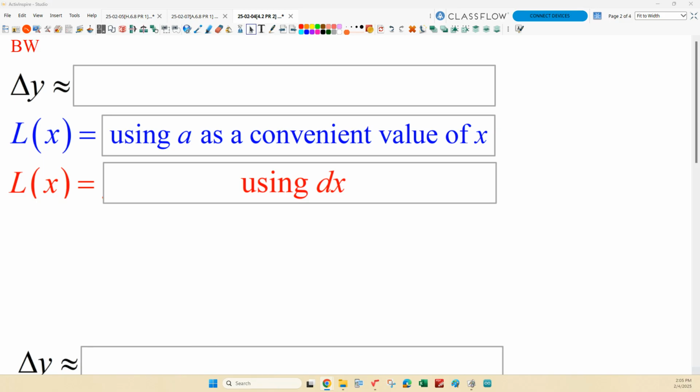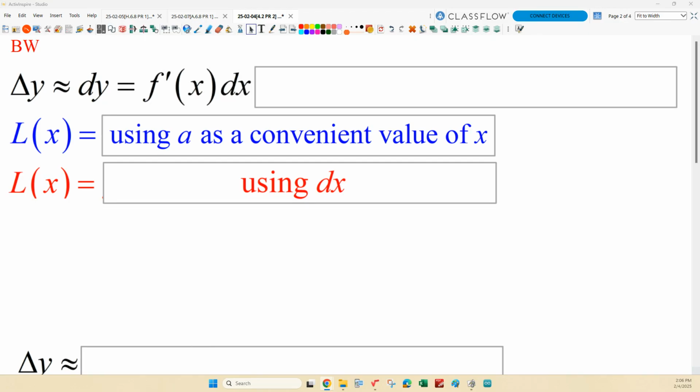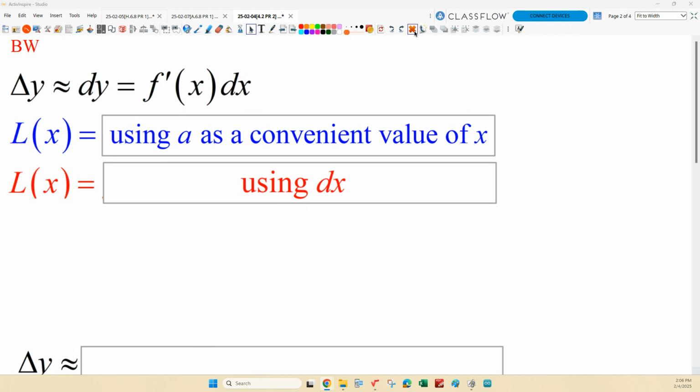Okay, so what is it? So delta y, the actual change in y, is approximated by dy, which is equal to what? dx over x? No. Oh, okay. This is our differential equation. dy equals f prime of x dx. Oh, okay, that's what you were doing. Yeah, so I was right. Okay, so there's the first one.